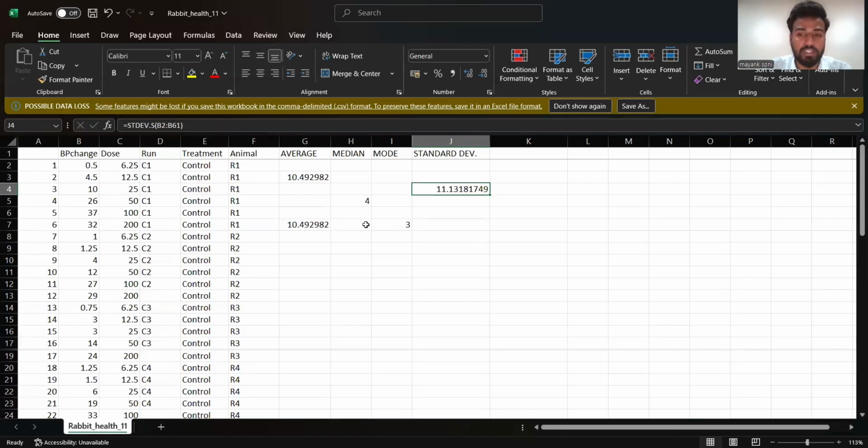What does this mean? It means that if the standard deviation is small, most values are closer to the average. It tells us that the data is consistent.